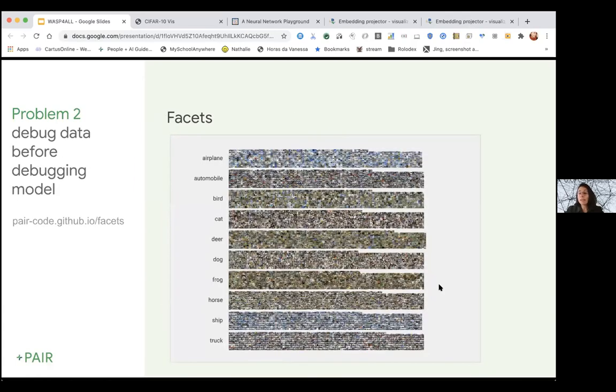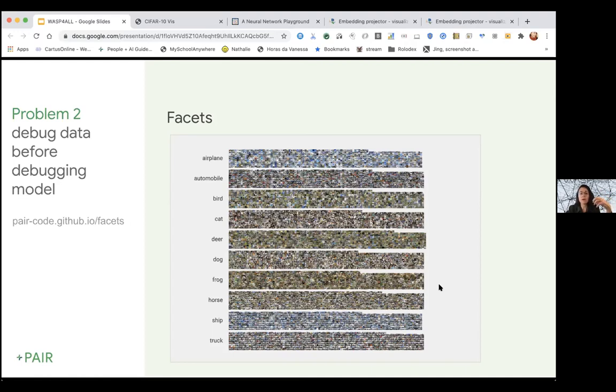Okay, the second problem I want to talk about, and talk about how visualization was helpful here, is the problem of debugging your data set before you debug your model. And this is something that takes time for people to realize is very true. Usually software engineers' first instinct when something goes wrong with a machine learning model is to debug the model. It's like, what is my model doing wrong? But a lot of times the problem is not necessarily in the model, or it's not only in the model. A lot of times it's the training data that you give the model.